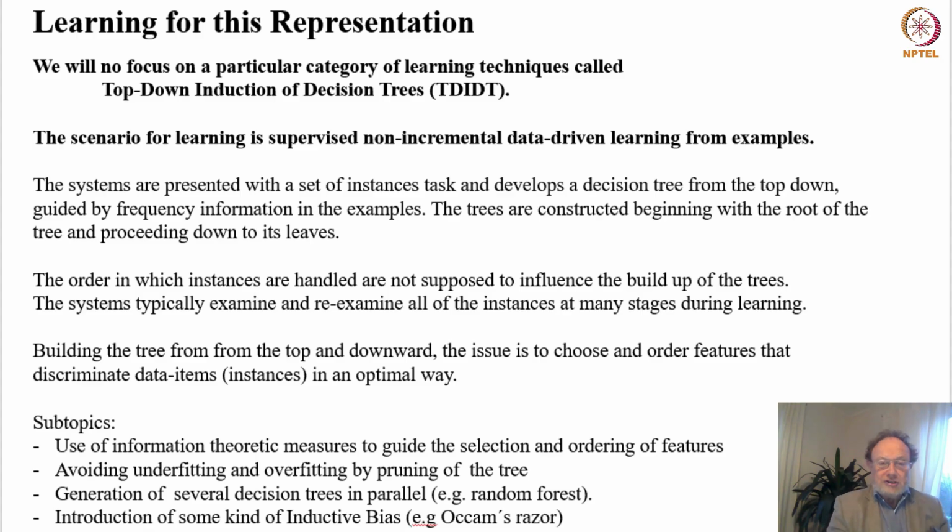Subtopics that we will touch are the following. Use of information theoretic measures to guide the selection and ordering of features. How to avoid underfitting and overfitting by pruning of the tree. Generation of several decision trees in parallel is another approach. An example of that is called random forest. And finally, we will say something about how you can build in some kind of inductive bias in the algorithms.